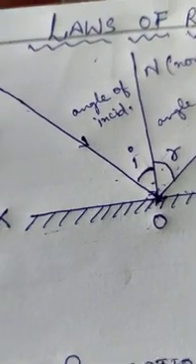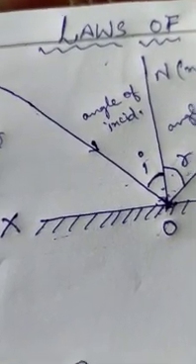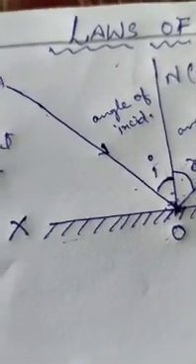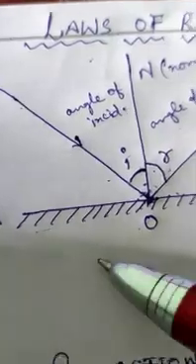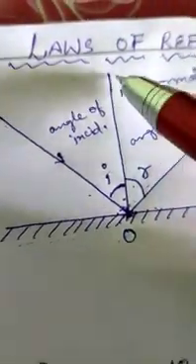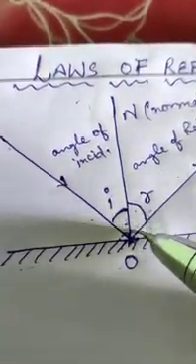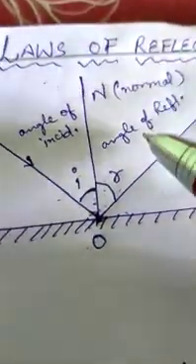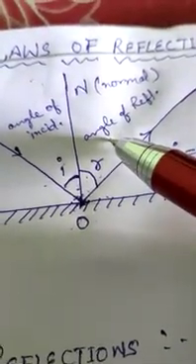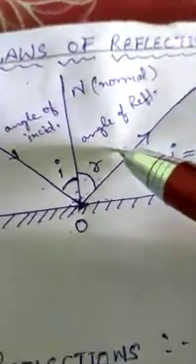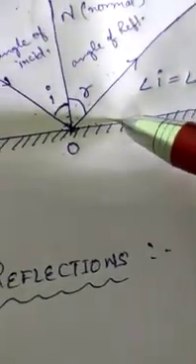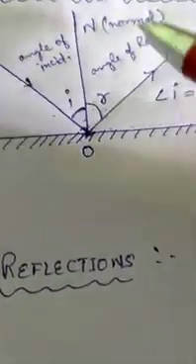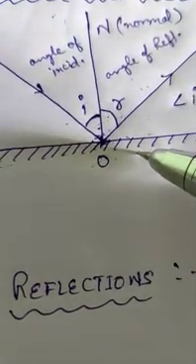Okay, children? Now what is the normal? Normal is the perpendicular line which divides the two rays into equal angles. This is called the normal. This is 90 degrees. It will always form 90 degrees. It will divide the incident ray and the reflected ray equally. It is perpendicular, drawn on the reflecting surface at the point of incidence. You can see ON is the normal to the reflecting surface.